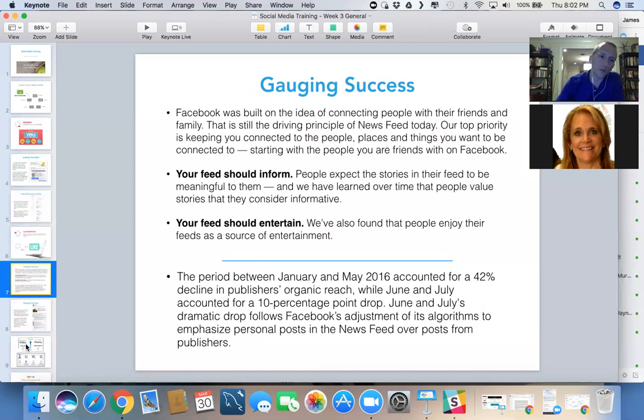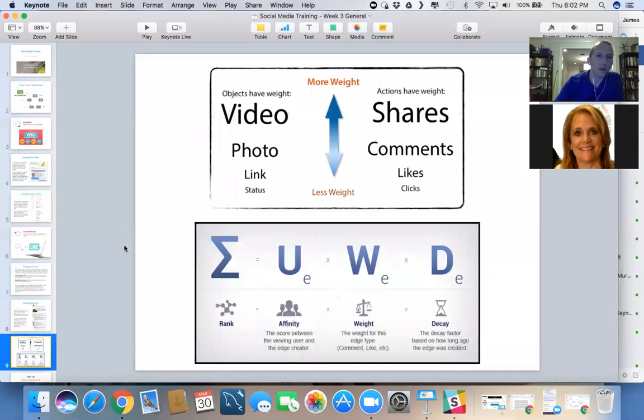So I'm going to skip a slide here, and we'll come back to the other one. But I want you to be aware of this. We've got two formulas in front of us, and this is how Facebook prioritizes what you see. That's what the first chart is. The second one is how they prioritize your relationships. So let's talk about the first one. Objects have weight, meaning what type of object they are, and then actions, what happens to them.